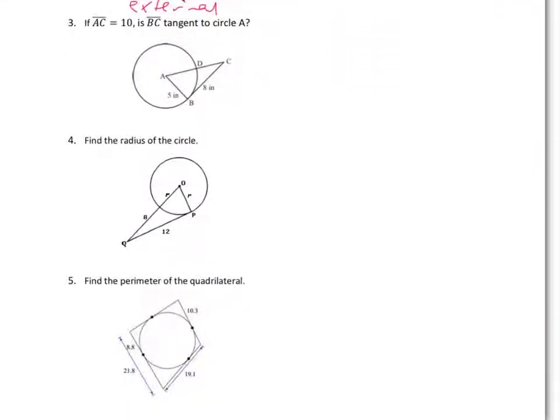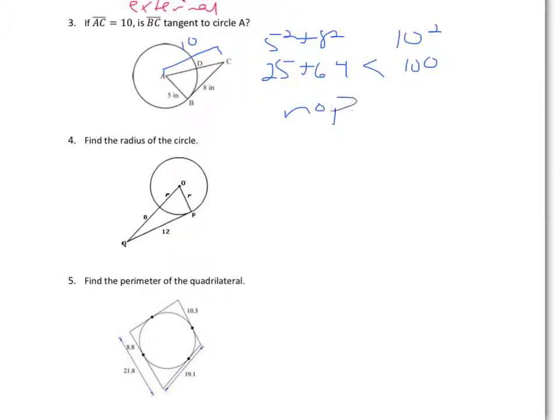Okay, so if I tell you that AC here is equal to 10, I want to know, is BC tangent to circle A? The way you'd figure that out is, if it was tangent to circle A, we've got a radius drawn here, that tells us this would have to be a right triangle. Last chapter, we learned how to figure out if something was a right triangle or not by using the converse of the Pythagorean theorem. So we've got 5 squared plus 8 squared. We want to know if that's greater than, less than, or equal to 10 squared. So we have 25 plus 64 and 100. 25 plus 64 is 89, which is less than 100, so this is not going to be tangent to each other.